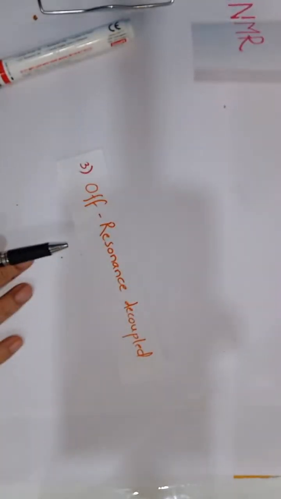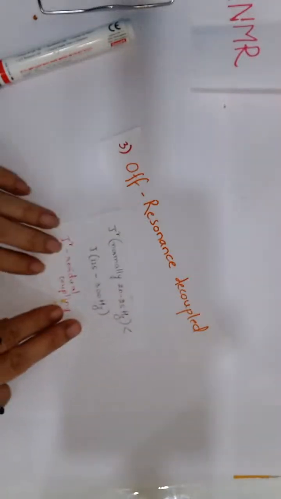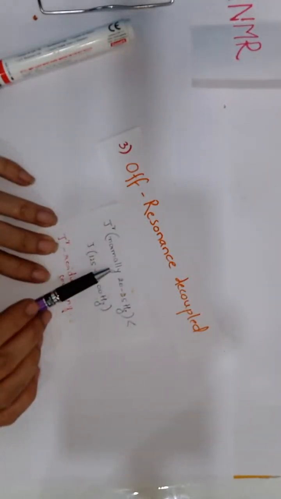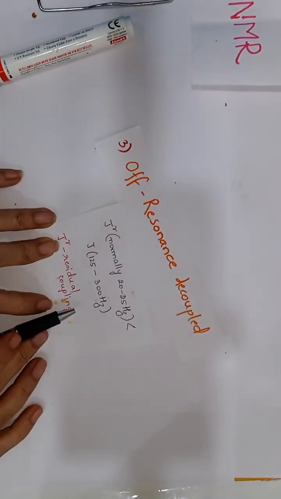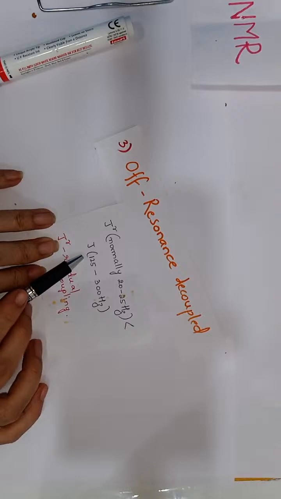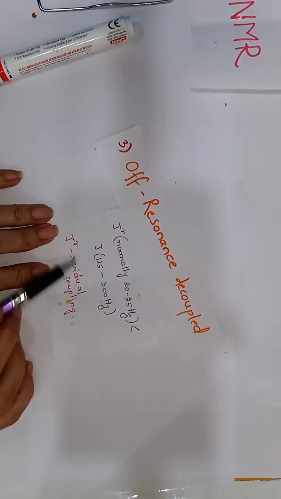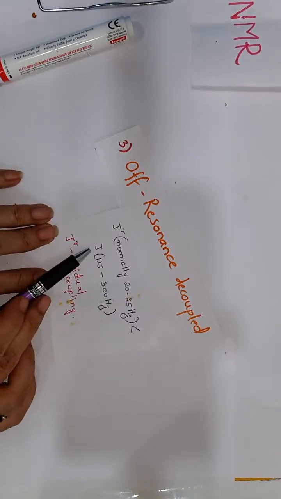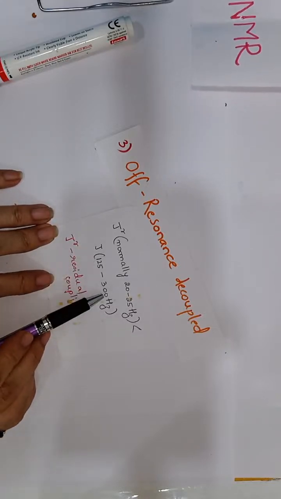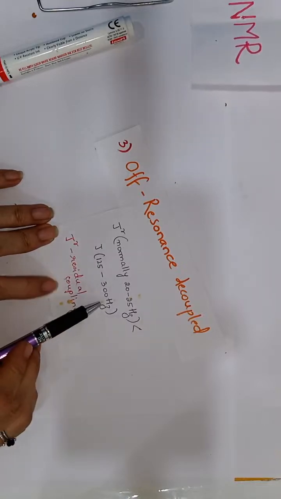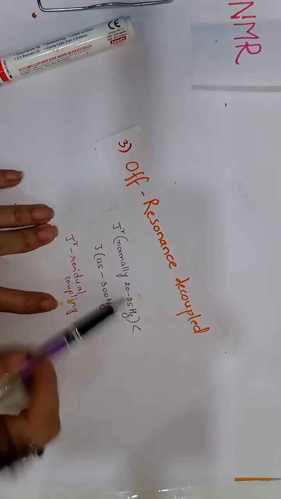So now in this, residual coupling is known as JR. And JR is normally 20 to 25 hertz, which is less than J. JR is the residual coupling and J is the true coupling. It will be around 125 to 300 hertz, which is much more than residual coupling.